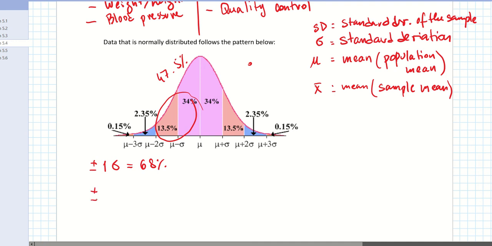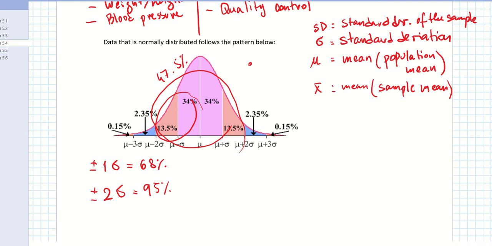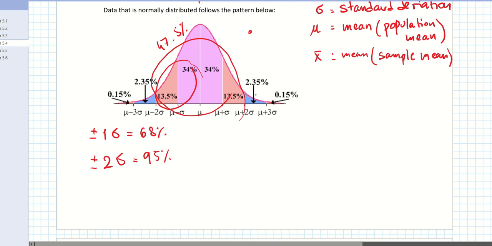So if you then go plus minus 2 sigmas or 2 standard deviations, you're going to end up with 13.5 plus 34 plus 34 plus 13.5. That means that we're covering pretty much almost all of it, which adds up to a total of 95%. Okay? So if you add 47.5 plus 47.5, you get 95%. And then, of course, if you go 3 standard deviations, so let me erase all of this.